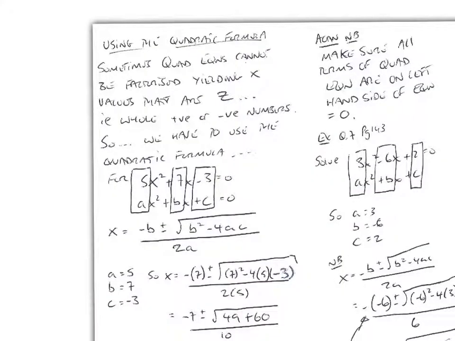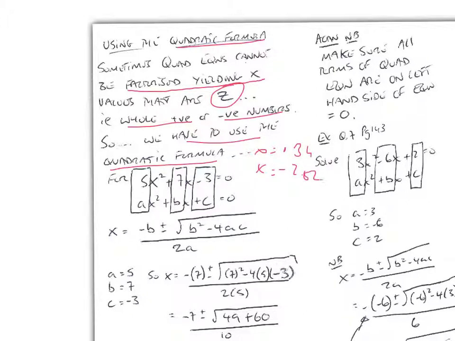Now, sometimes we have to use the quadratic formula, because sometimes quadratic equations cannot be factorized so easily as to yield x values that are integers, i.e. whole positive or whole negative numbers. So we have to use the quadratic formula, because we could have x equals 0.34 or x equals minus 2.67 or whatever. Okay, so let's take an equation that we can't factorize, that we can't get whole positive and negative numbers as the values of x. Where the solution x is not equal to an integer. That's what I'm trying to say.